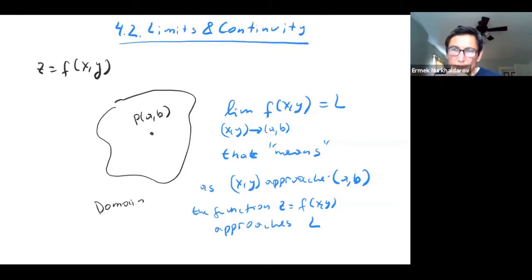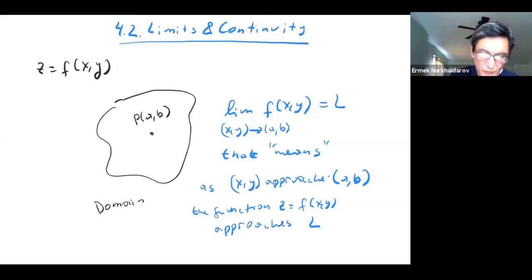Okay, and if that's happening, then we'll say the limit value of the function when x, y is approaching a, b equals L. That's kind of an intuitive definition, and that's more or less good for us for now.